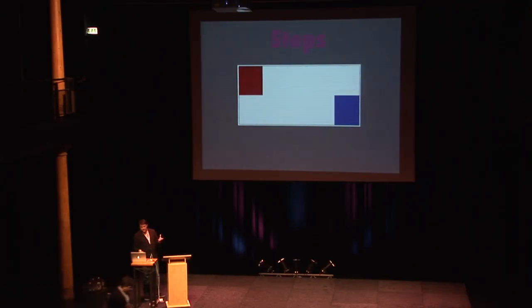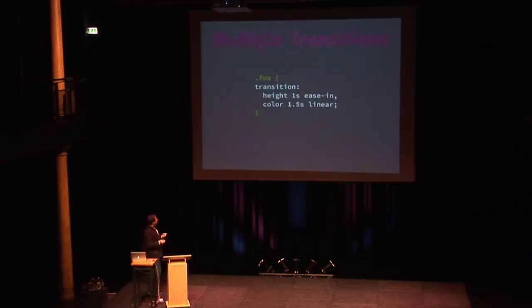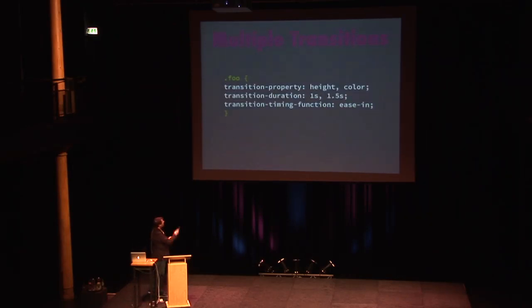Of course, it's not that simple. You can add more stuff to it. You can do multiple transitions as well. So you can just comma separate a bunch of different transition value sets. In this case, we'll transition the height over 1 second and we'll ease it in. And at the same time, we'll transition the color over 1.5 seconds, and that will be a nice, smooth, linear transition. You can also do them in the separate properties if you want to, so you can list them out there. Height and color, 1 second, 1.5 seconds, transition timing function, ease in.